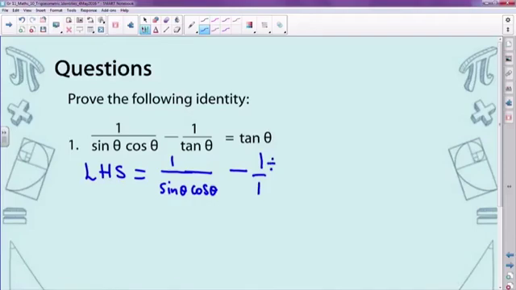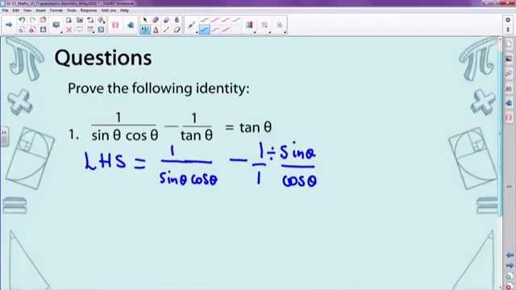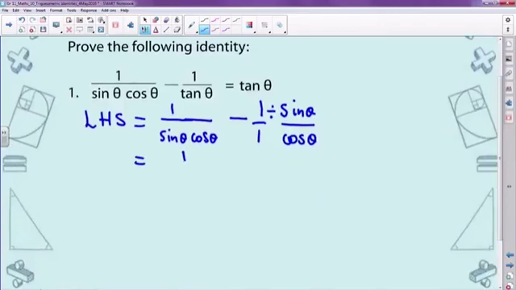Now, what did we say about the quotient identity as we're taking this as an example? When I see tan theta, I'll substitute it by sine theta over cos theta. Now, you move on. This is 1 over sine theta cos theta minus 1 over 1 divided by sine theta over cos theta, which is 1 over 1 times cos theta over sine theta. So we get cos theta over sine theta here.